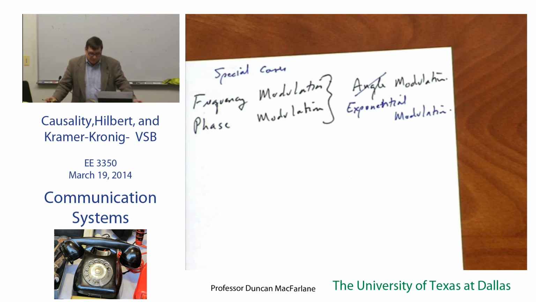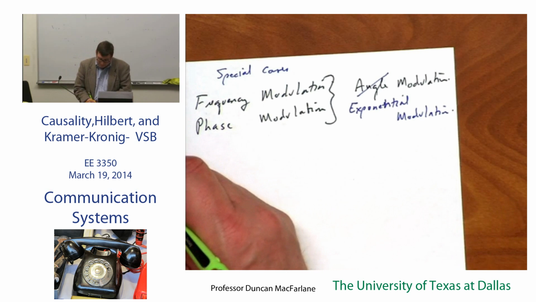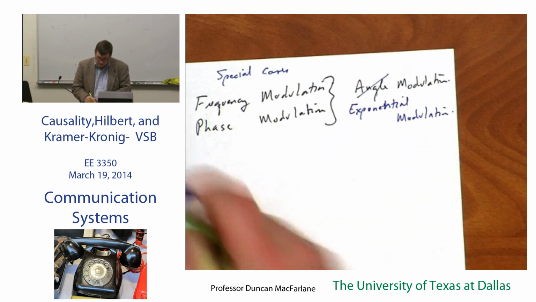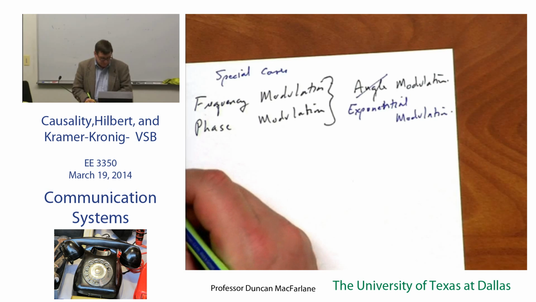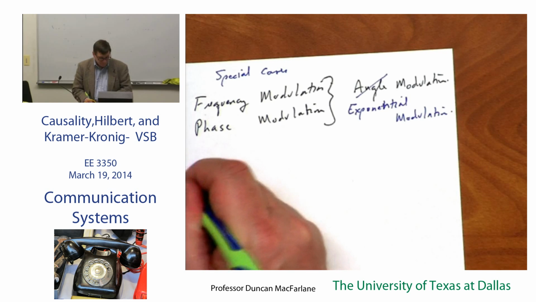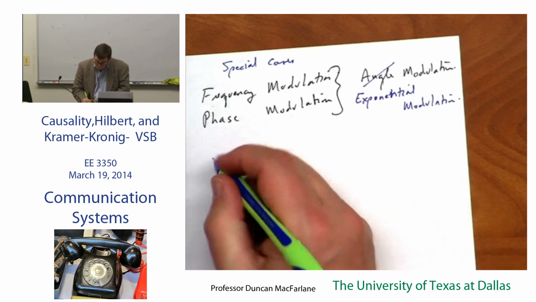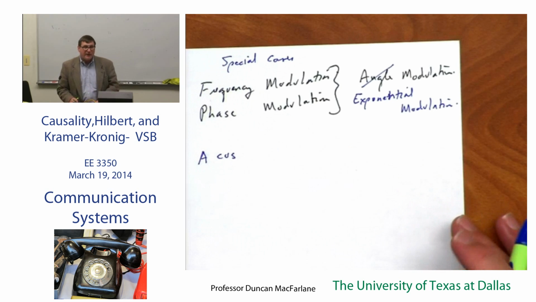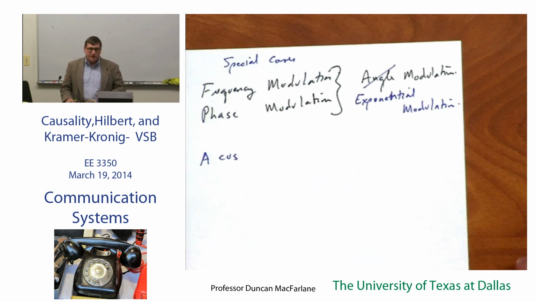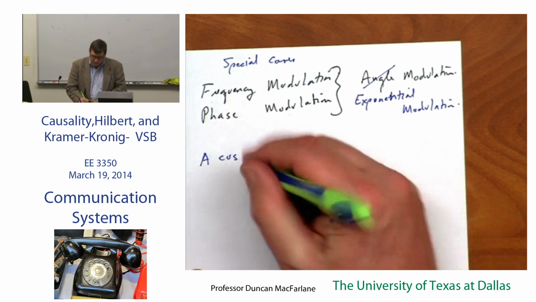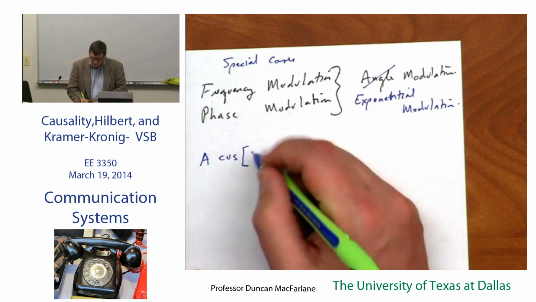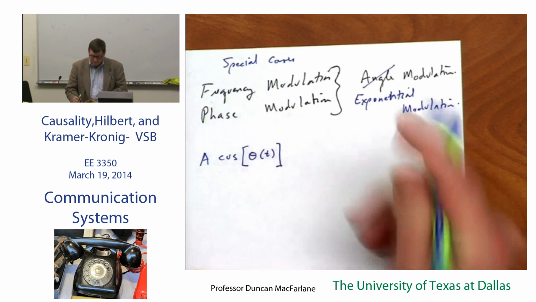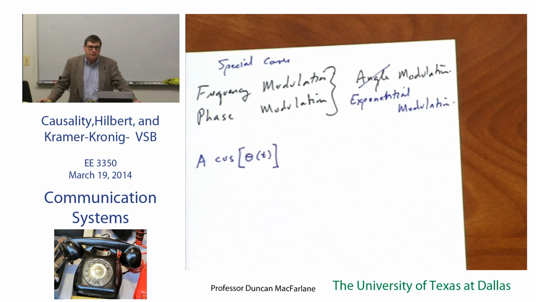Now, what we're going to be looking at are signals out of our transmitter that are going to be at a carrier frequency cosine, and we're going to put all the interesting stuff inside the cosine. Okay?